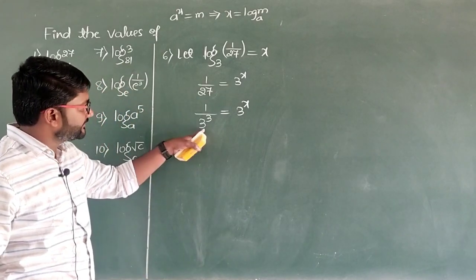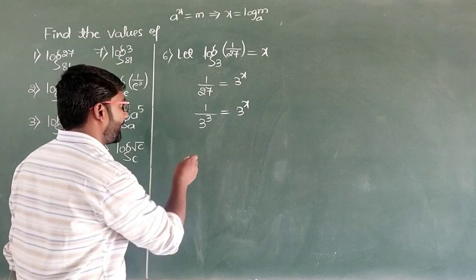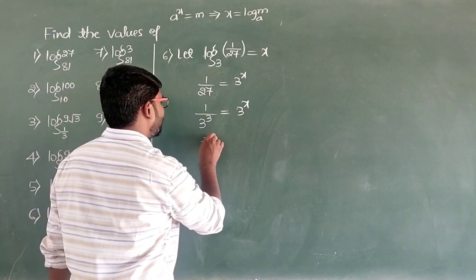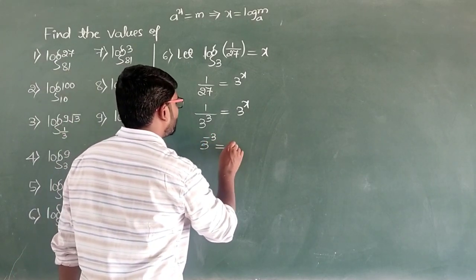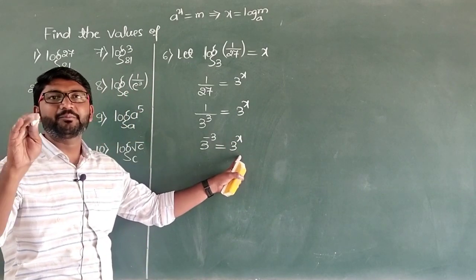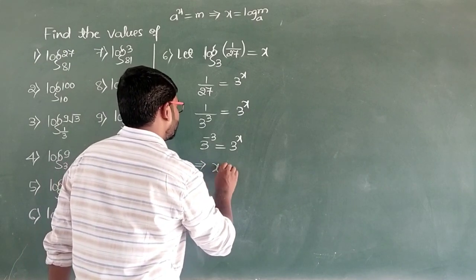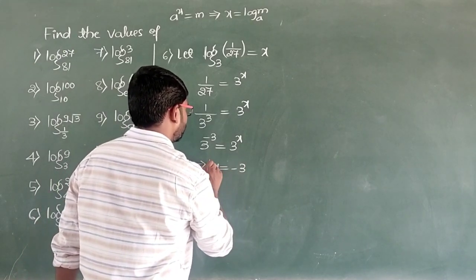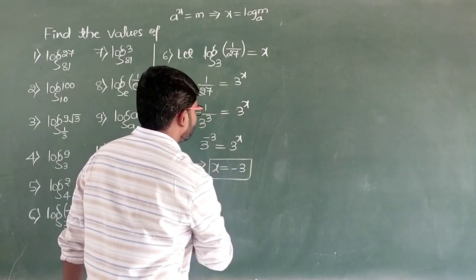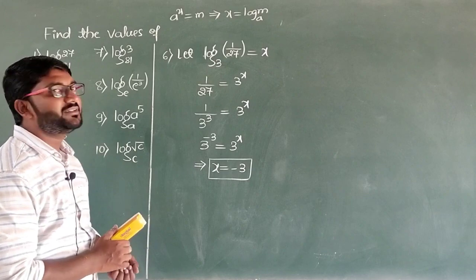Now take this 3 power 3 to the numerator. It becomes 3 to the power minus 3. So 3 raised to minus 3 is equals to 3 power x. You have the same base now. That means x will be minus 3. This implies x is equals to minus 3. So this is the final answer for question number 6, and then we'll take up question number 7.